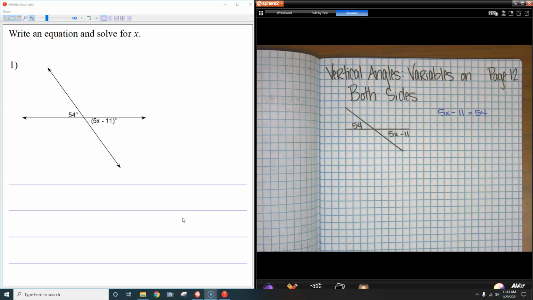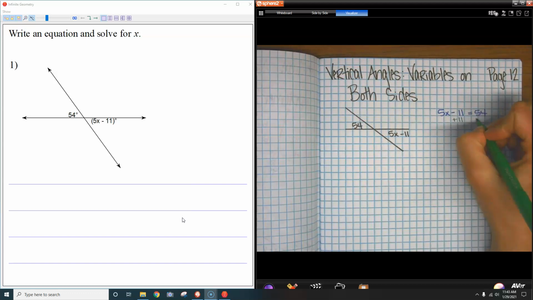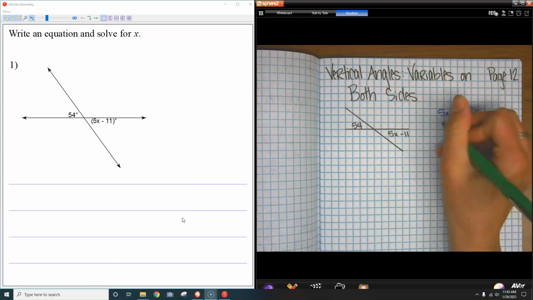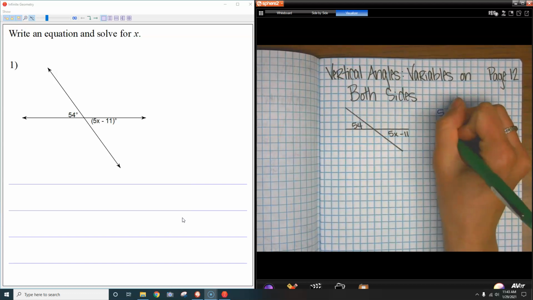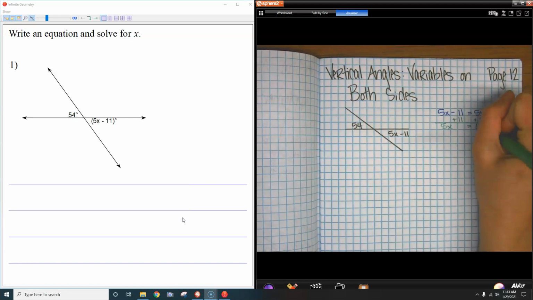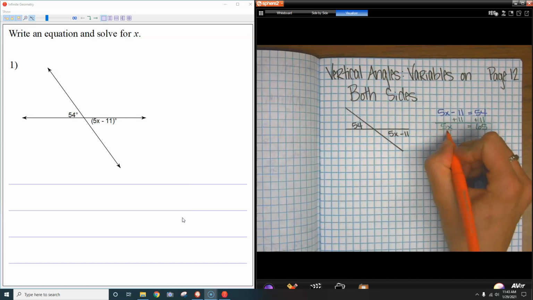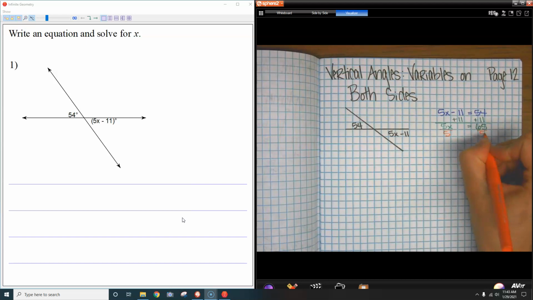So now I'm just going to use inverse operations to solve like we've been practicing. I need the 5x by itself, so I'm going to add 11 to both sides. 5x equals 65. Divide both sides by 5. I get x equals 13.